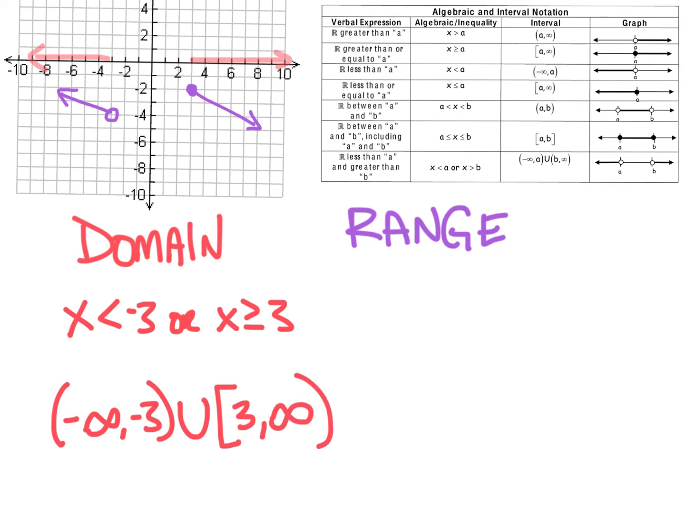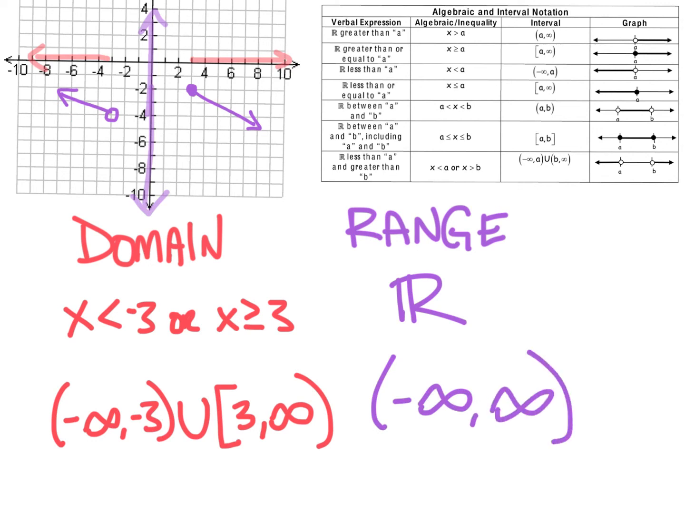Now the range, so we can see that this side is going to go down forever. So the range starts here at negative infinity, and here it went up to here. And then if we pay attention to this side now, it started at negative 4 and then continued on forever. So there's never a point where the range isn't included. So in algebraic notation, we just say, okay, the range is all real numbers. And in interval notation, that's from negative infinity to infinity. All right, and that's our intro into domain and range.